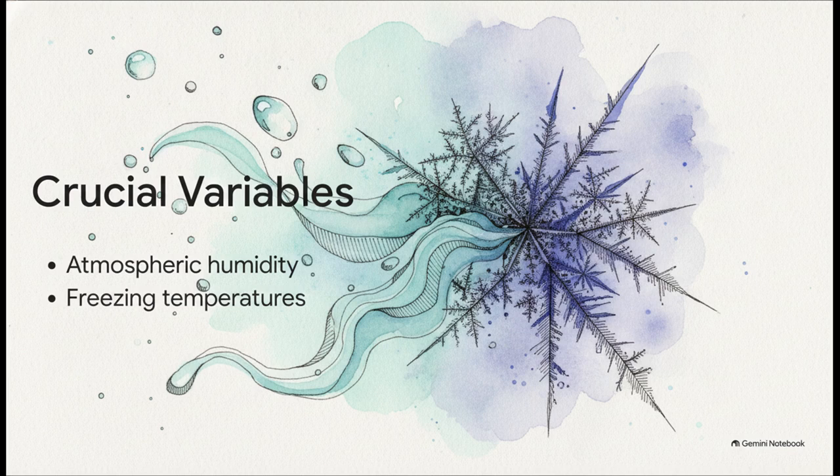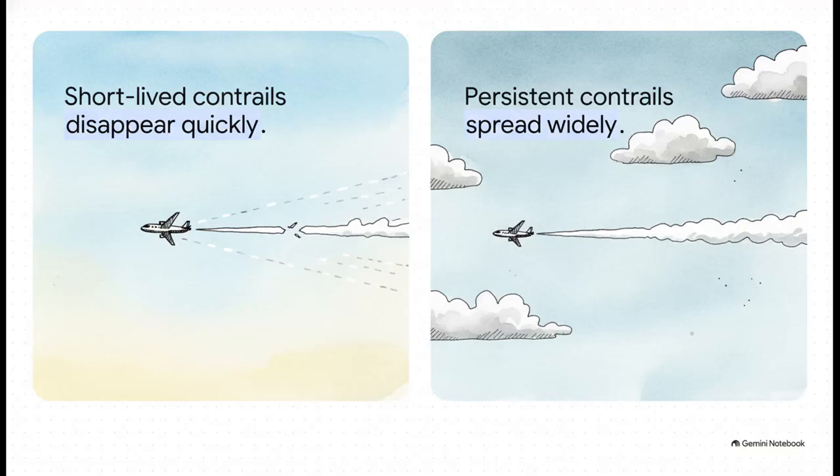The two biggest players here are atmospheric humidity and freezing temperatures. While the temperature up there is pretty much always freezing enough to initially form the crystals, it's the ambient humidity, meaning the amount of water vapor already naturally present in that specific layer of the atmosphere, that dictates the ultimate lifespan of the contrail.